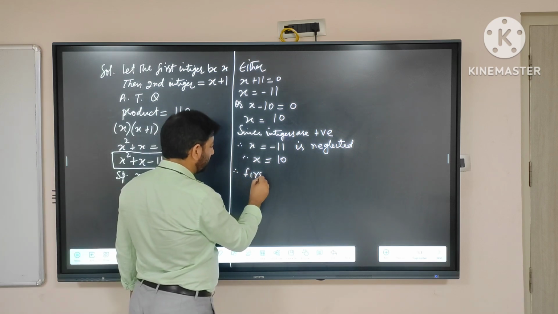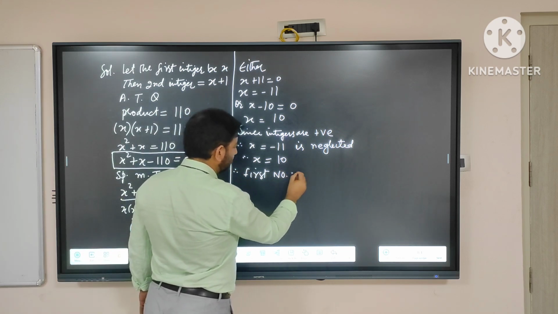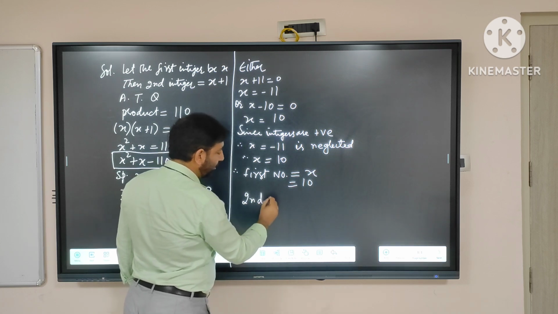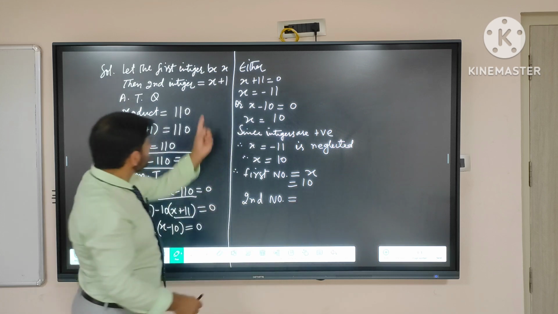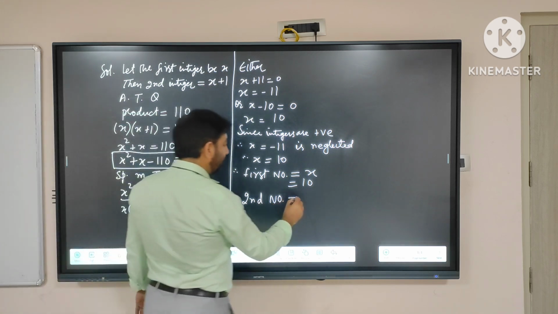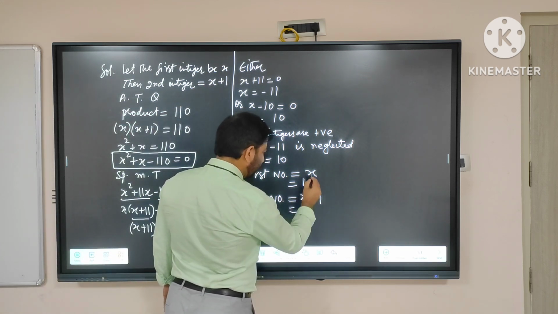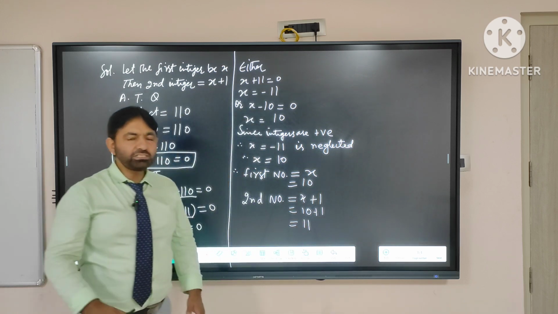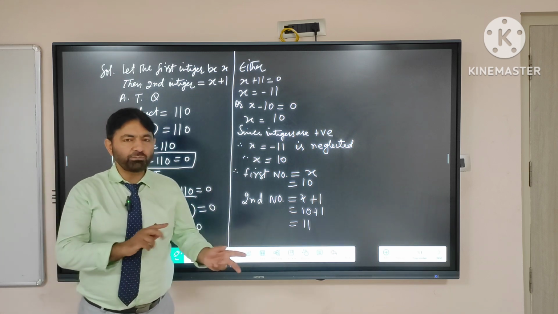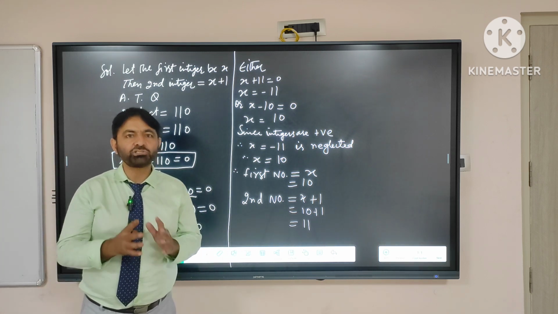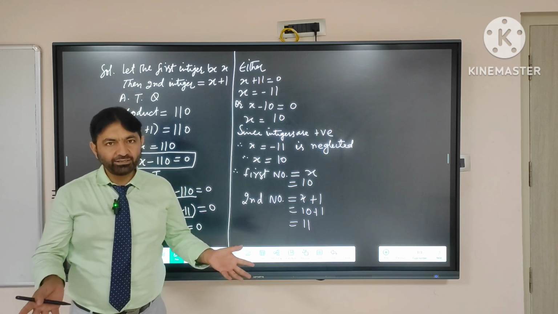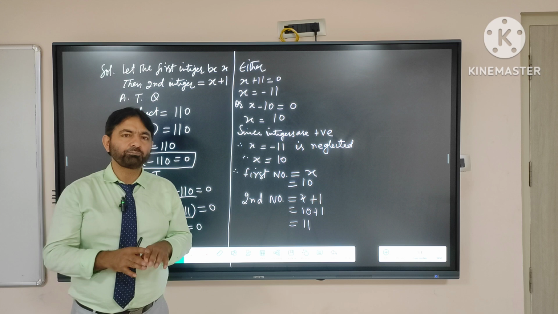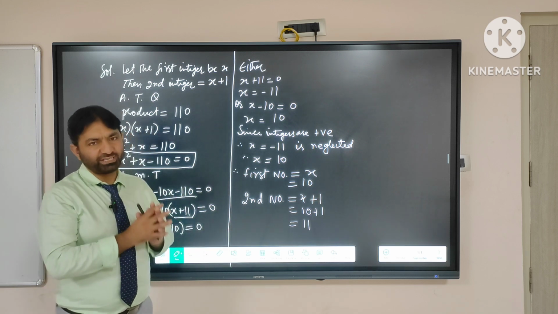Therefore the first number is x, and that's 10. The second number is x plus 1, that is 10 plus 1, and that's 11. So in this way, the product of these two numbers, 10 and 11, which are positive consecutive integers, is 110. This way we can solve different day-to-day life problems using quadratic equations.